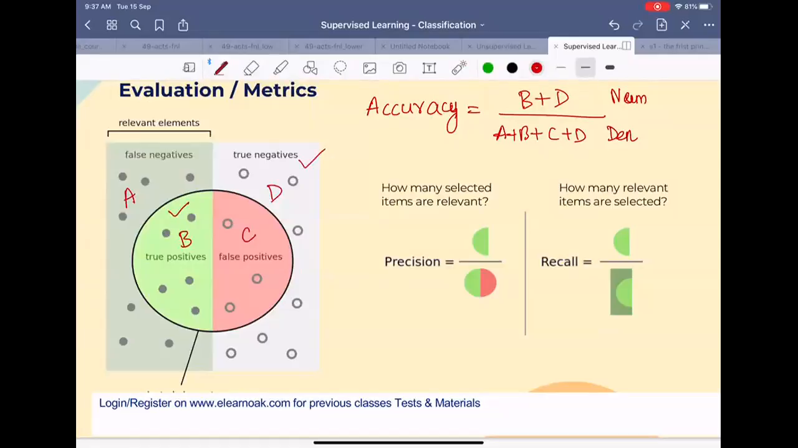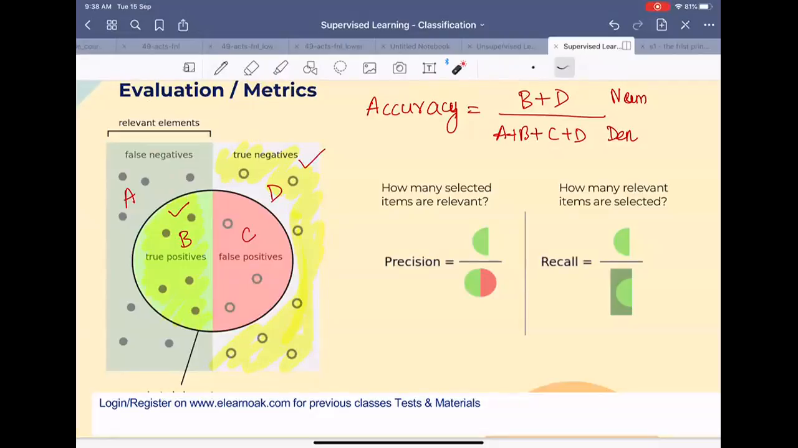Section B, let me highlight it. In section B, we are saying that all these people have survived. They have truly survived, and our model also says that they have survived. So we are right. In section D, our model says all these people have died and they are on the right-hand side of this line. So we know that all this section is right. Section A, we are wrong because these are people who have actually survived, but our model is telling that they have not survived. And section C, we are wrong because these people have actually not survived. They have died and our model is telling that they have survived.